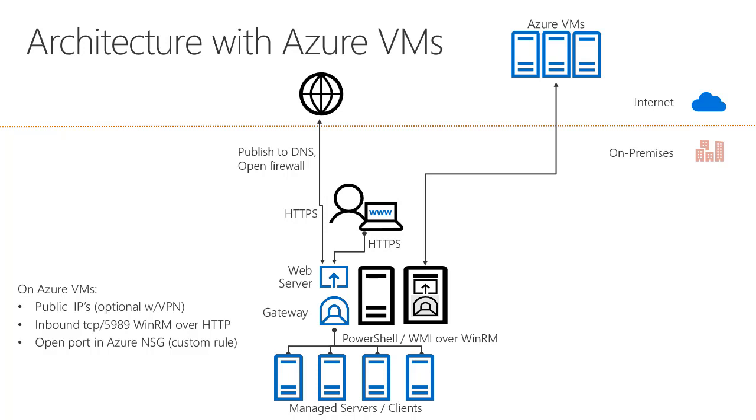Now, it's important to note that if you do this up in Azure, you create a virtual machine, the network security group is automatically defaulting WinRM to HTTPS. And you have to create a custom rule to change it to HTTP. It's in the documentation. You're going to need to know that.